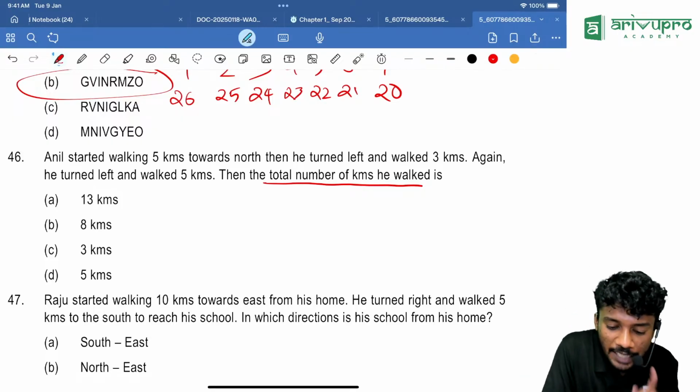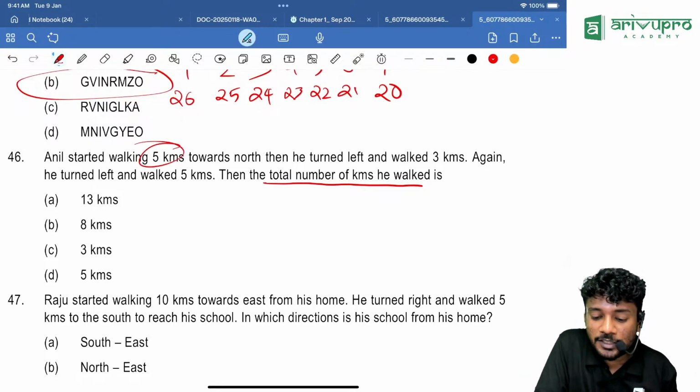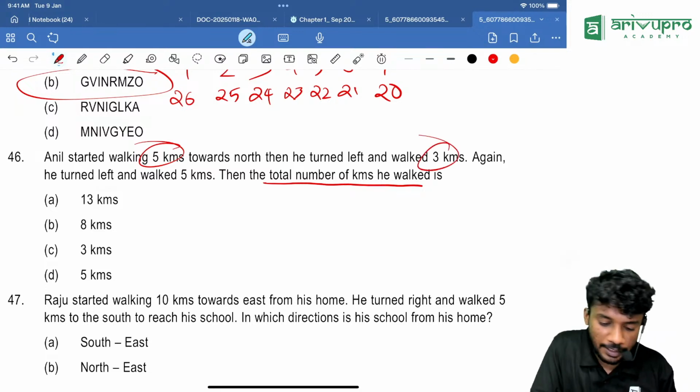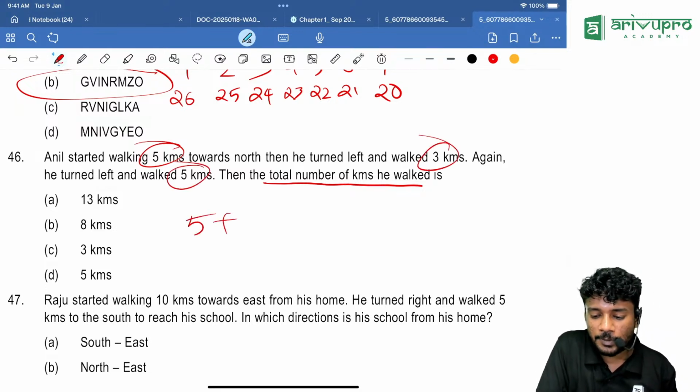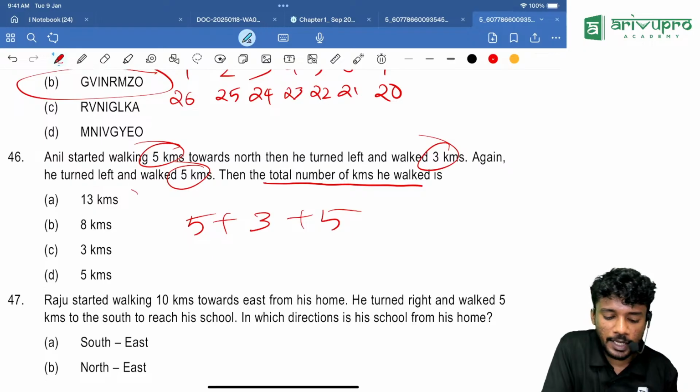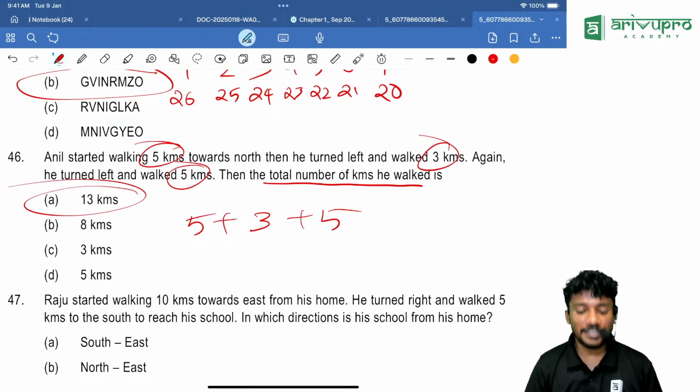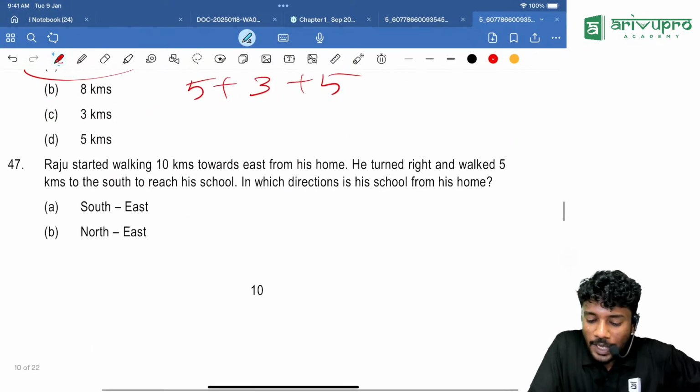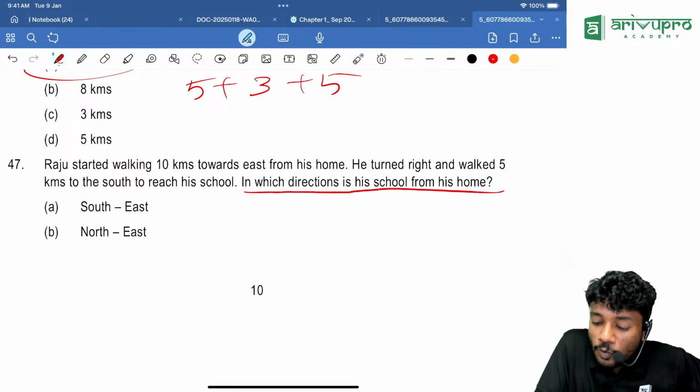That means Anu started walking 5 kilometers towards north, then 3 kilometers, then 5 kilometers. Total kilometers is 5 plus 3 plus 5. Answer is option A, 13 is our answer. Now, in which direction is the school from his house?